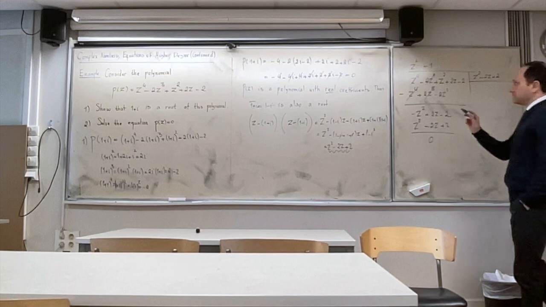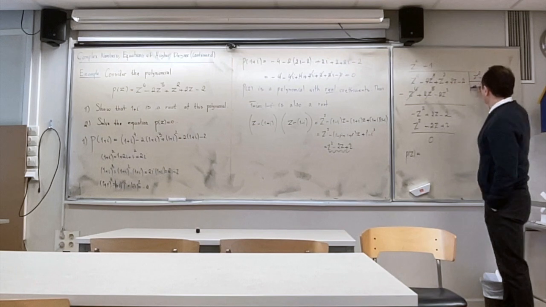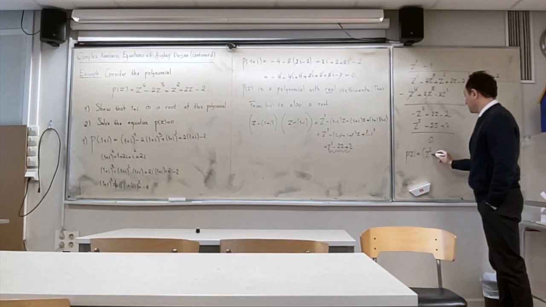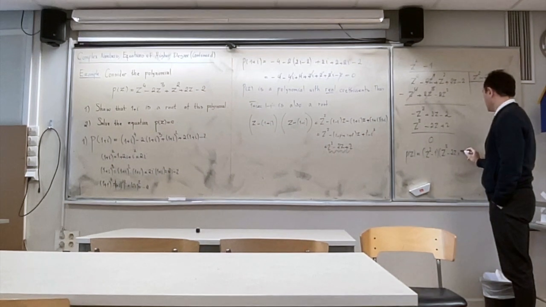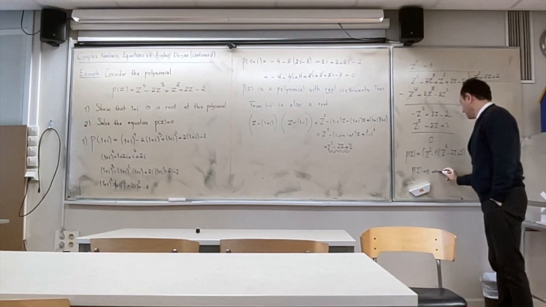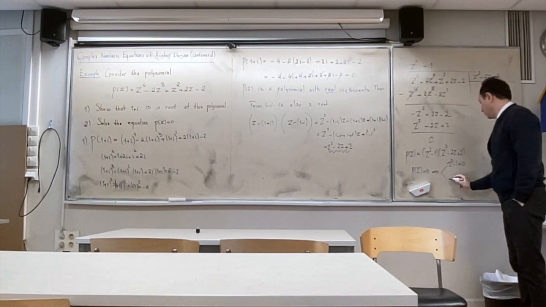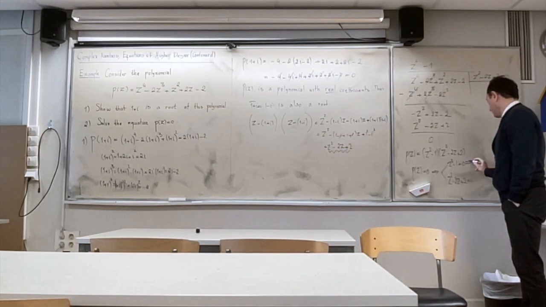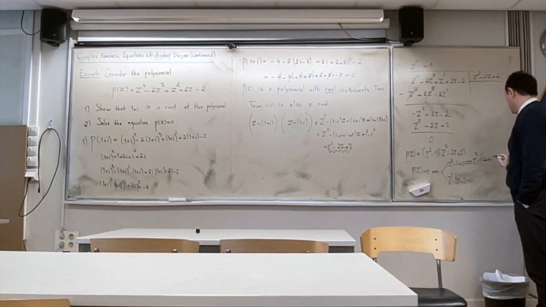Okay, so this means that my polynomial p of z is now factorized. This expression multiplied by that expression: z squared minus 1 multiplied by z squared minus 2z plus 2. So p of z equals 0 means that either z squared minus 1 is 0 or z squared minus 2z plus 2 is 0. So what is the answer from here? Z squared is 1. So what is z? Z is simply plus or minus 1.